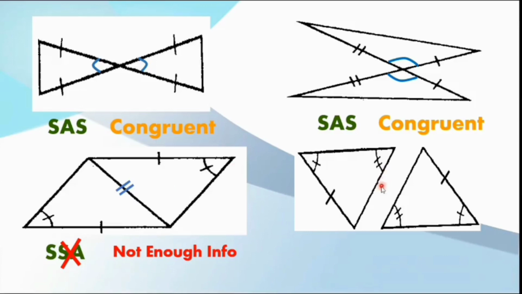Okay, let's proceed to the next one. As we can see, there are three pairs of corresponding parts that are marked congruent. What are those parts? We have angle, angle, side. On the second triangle, we have angle, angle, side, or AAS. Do we have an AAS congruence postulate or theorem? Yes. Therefore, we can say that these two triangles are congruent.